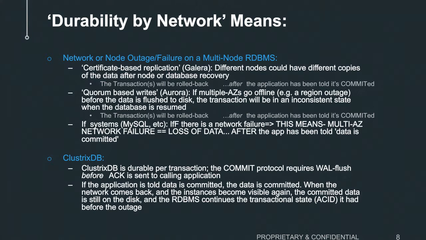That does not occur in something like a single node system like MySQL, like Oracle, like SQL Server, or a multi-node system like Clustrix. For example, Clustrix is durable per transaction. The commit protocol requires the WAL flush before the acknowledge is sent to the application. And if the application is told data is committed, the data is committed. When the network comes back and the instance becomes visible again, the committed data is still on the disk, and the RDBMS continues the transactional state it had before the outage.